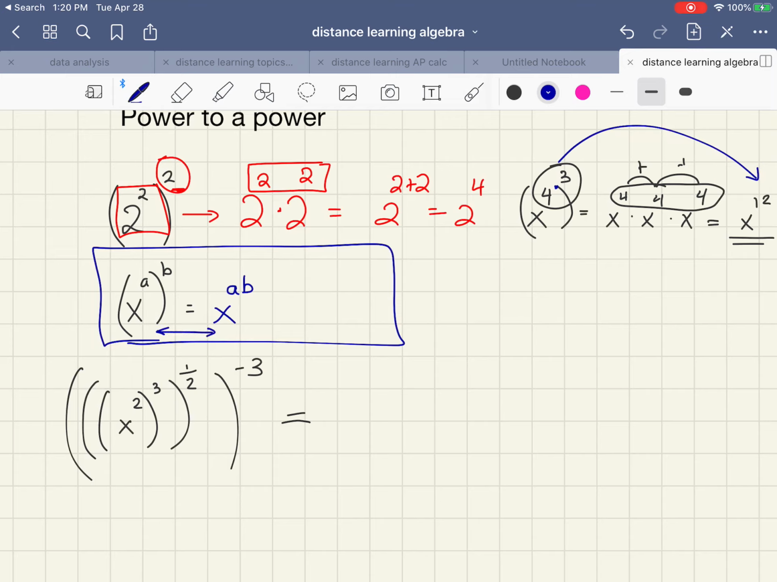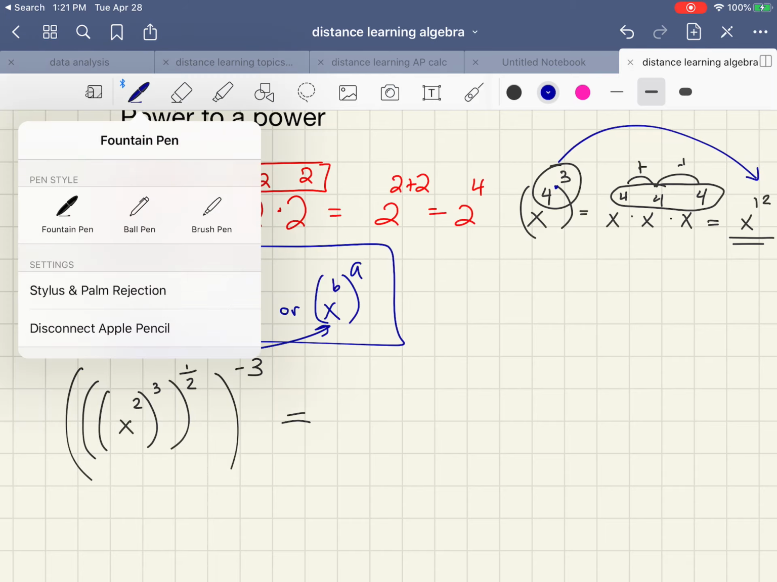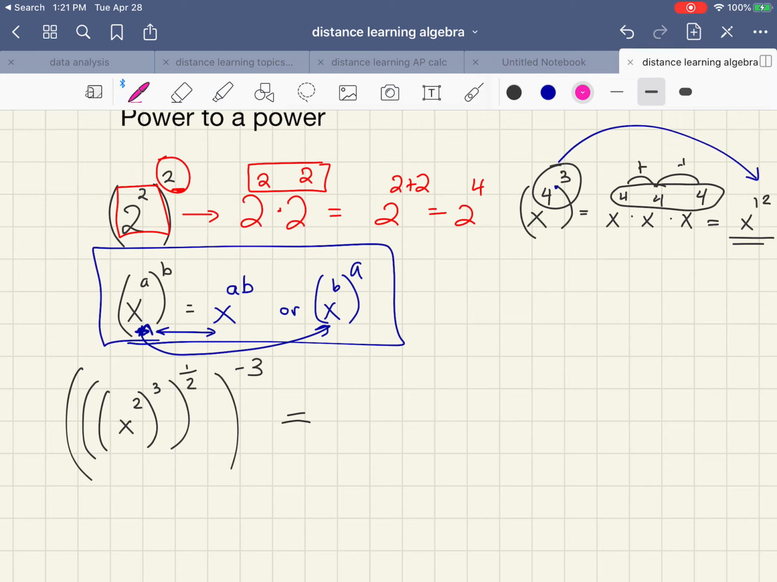Now each of these rules goes back and forth. We can reverse that. We can rewrite this way. That's a very helpful trick for looking for alternate ways of solving problems. So our practice problem here is we have x squared to the 3rd to the half to the -3.